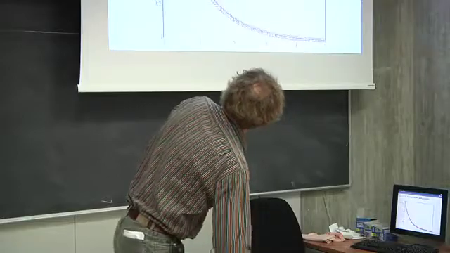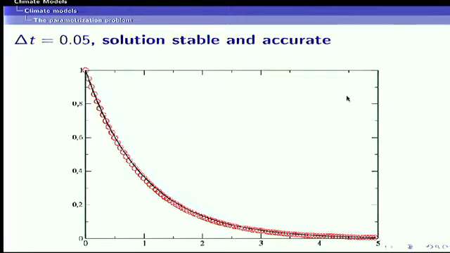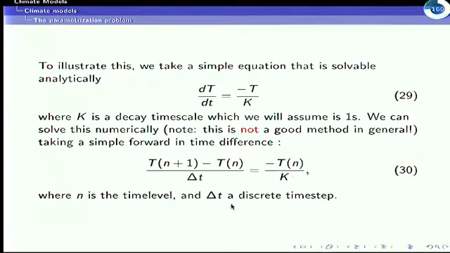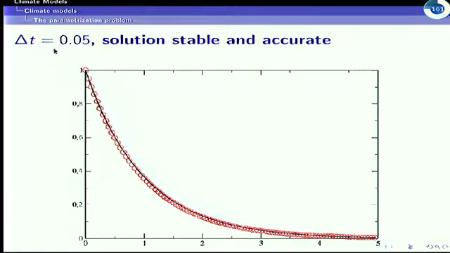I've normalized this. Rather than being in minutes, this is just a fractional time step, because I've done it in normalized coordinates. I won't explain what that means, but let's say we take a normalized time step of 0.05. Each of these red circles is a step forward of the solution. The black line is the analytical solution.